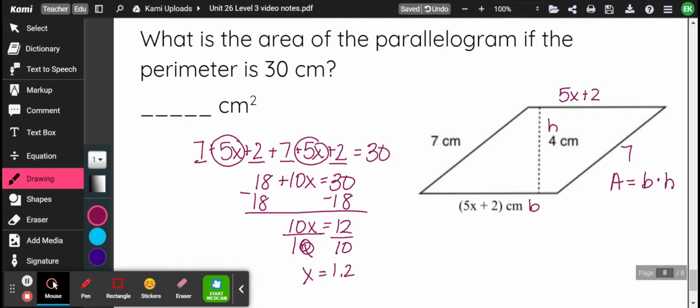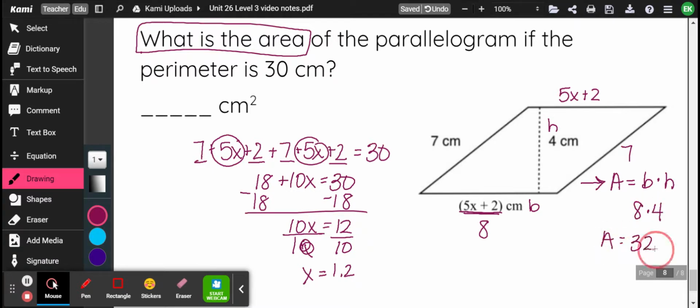I still have to go back and find, remember, the area. The question is, what is the area? To know area, I need to know the base. So if the base is 5 times x plus 2, 5 times 1.2 plus 2 is equal to 8. Now I can use my area formula because I know that the base is 8, the height is 4, therefore the area is 32. Okay?